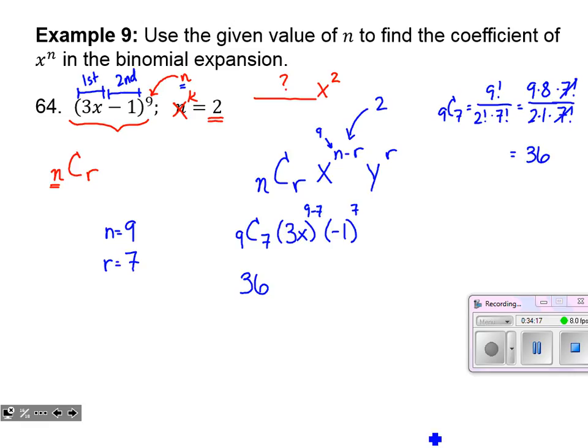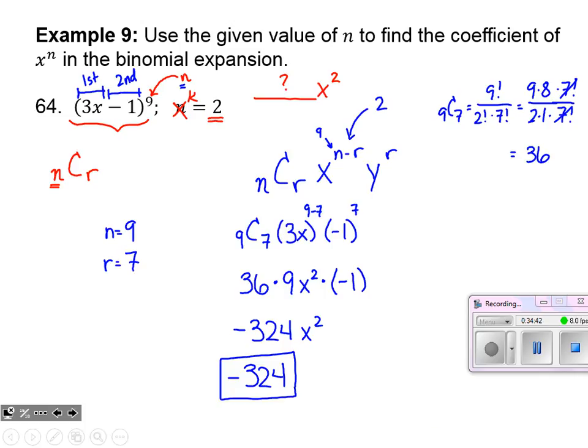And then next, I've got 3x, all of it raised to the 2nd power. That would be 9x squared. And then -1 to an odd power is going to hold on to its negative sign. So if I multiply all those together, I get -324x squared. So our coefficient is just the number out front, -324.